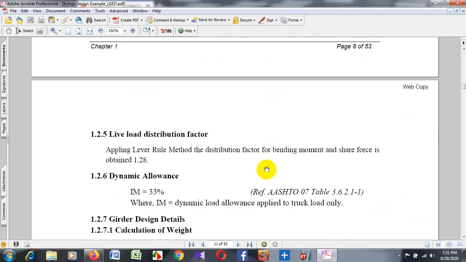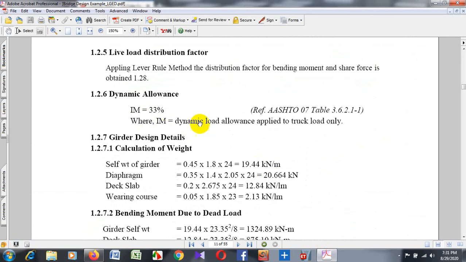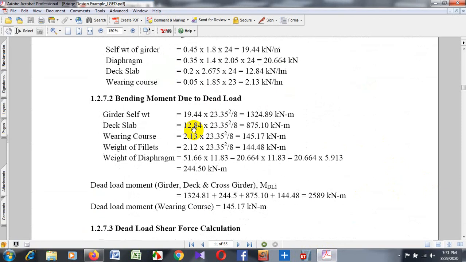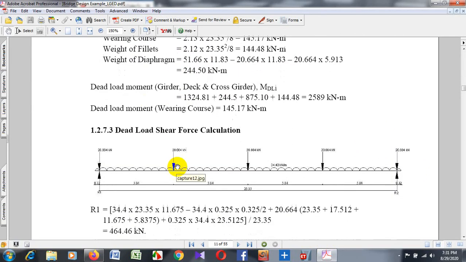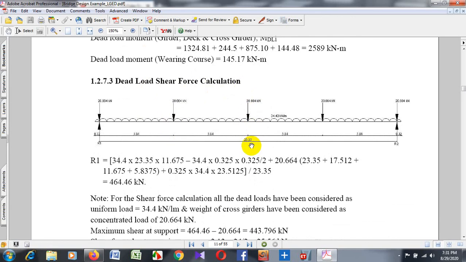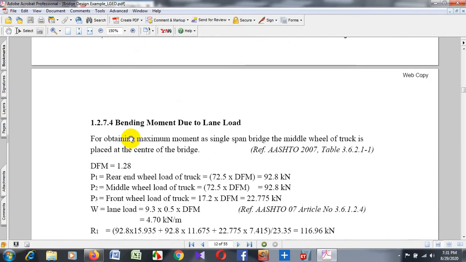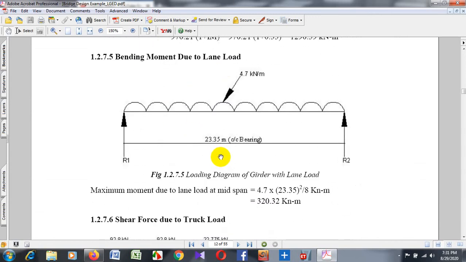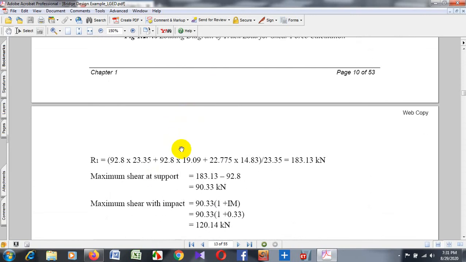And long section, live load distribution factor, dynamic allowance, impact loading, IM consists of impact load, girder design detail, and calculation of weight, bending moment due to dead load. These are the simple calculations, and dead load shear force calculations for full girder, and bending moment due to lane load, bending moment due to lane load, shear force due to truck load.